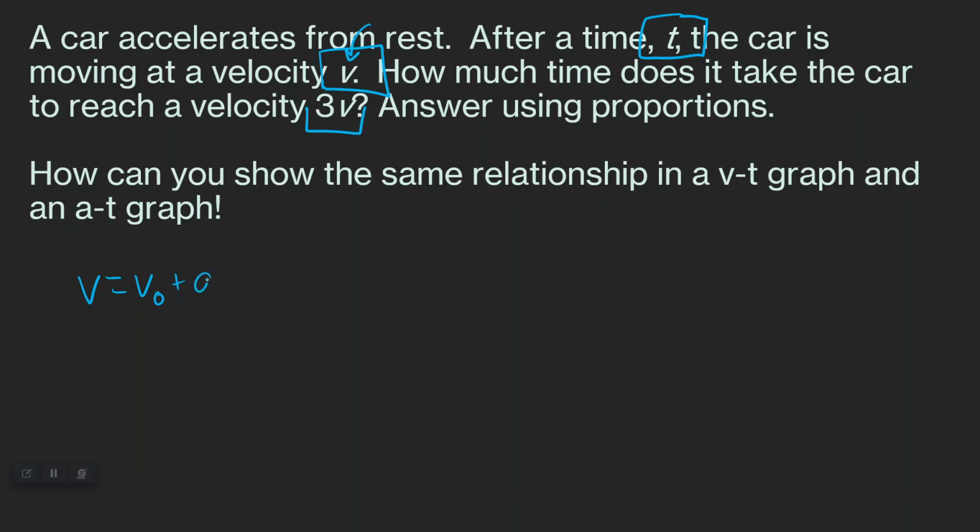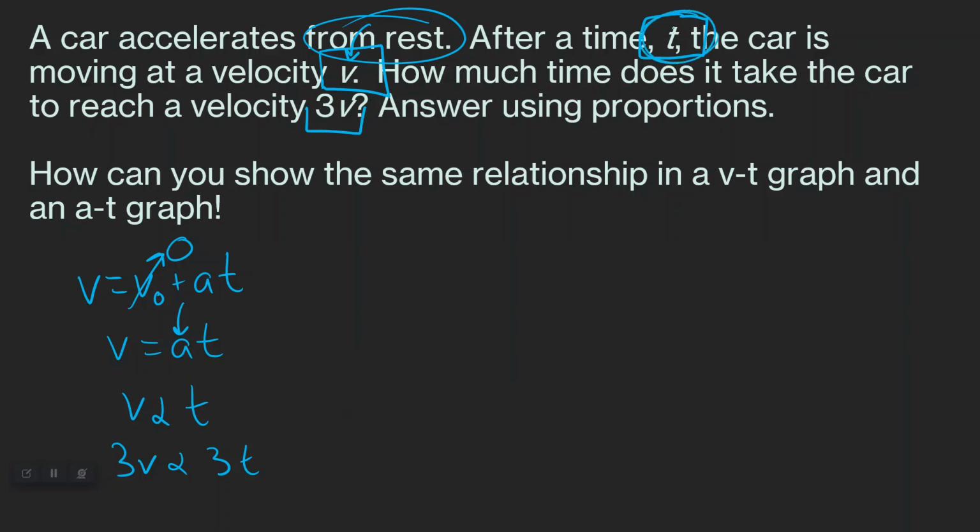We can start with our velocity model. Again, we're going to set initial velocity equal to 0 because we start from rest, and that means v is equal to at. And again, since acceleration is held constant, that means velocity is proportional to time. If we have a velocity that is 3 times as big, time also has to get 3 times as large. So it's going to take 3 times as long to reach a velocity 3 times as fast.